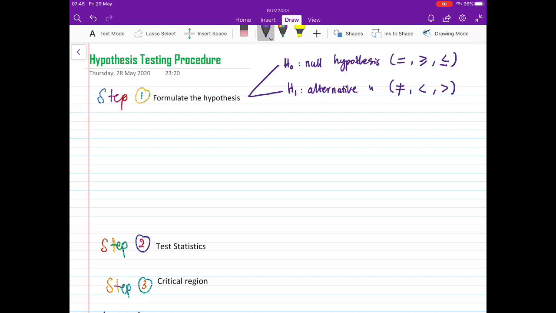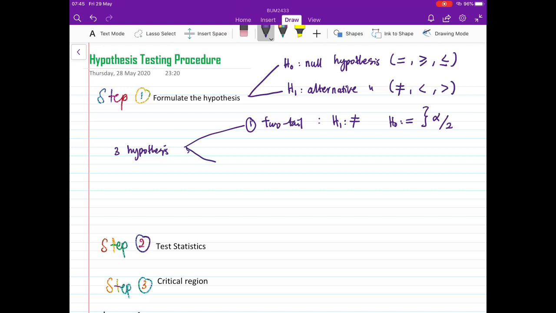In formulating your hypothesis, there are 3 types of hypothesis that you need to know. First one, we call it a two-tailed hypothesis. How do you know that your hypothesis is two-tailed? Look at the H1 symbol. If the H1 symbol is not equal and the H null symbol is equal, this is a two-tailed hypothesis, where the alpha significance level needs to be divided by 2.